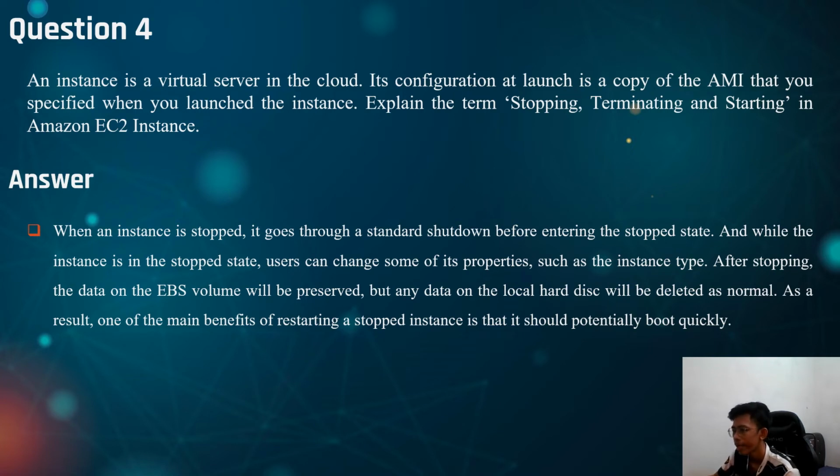Answer. When an instance is stopped, it goes through a standard shutdown before entering the stopped state. While the instance is in the stopped state, the user can change some of its properties, such as the instance type. After stopping, the data on the EBS volume will be preserved, but any data on the local hard disk will be deleted as normal. As a result, one of the main benefits of restarting the stopped instance is that it should potentially boot quickly.